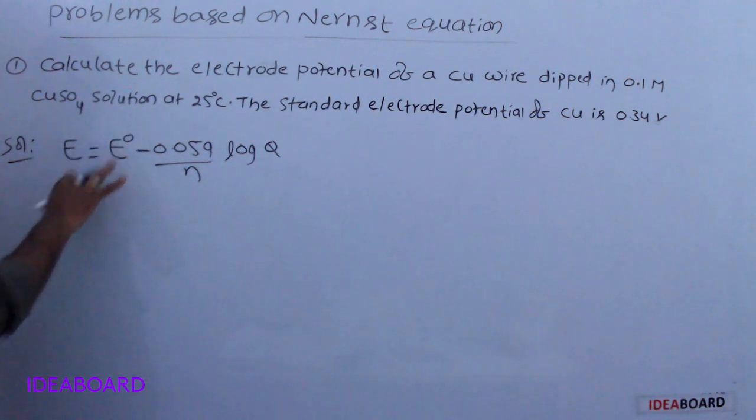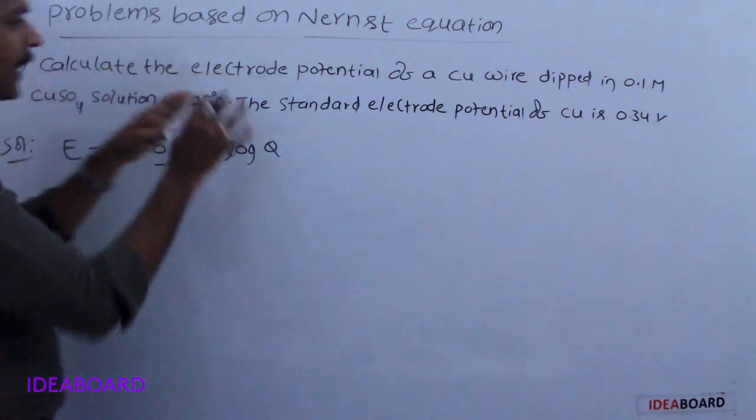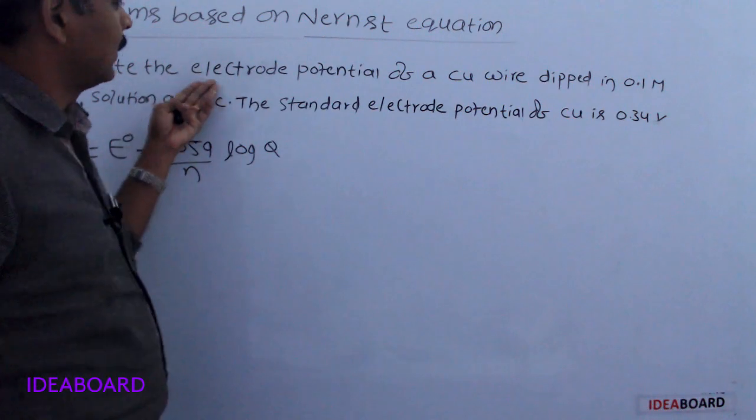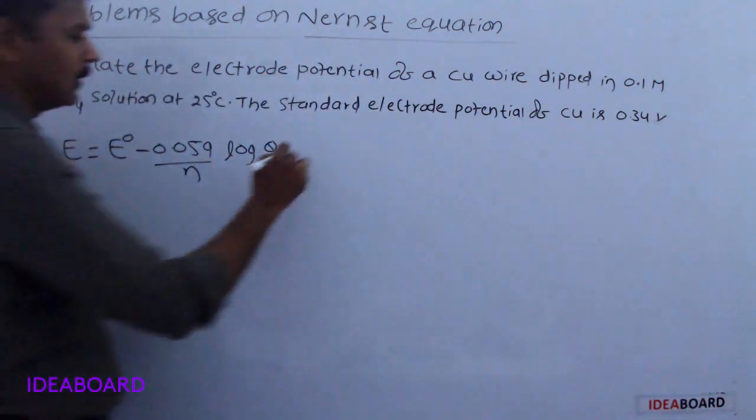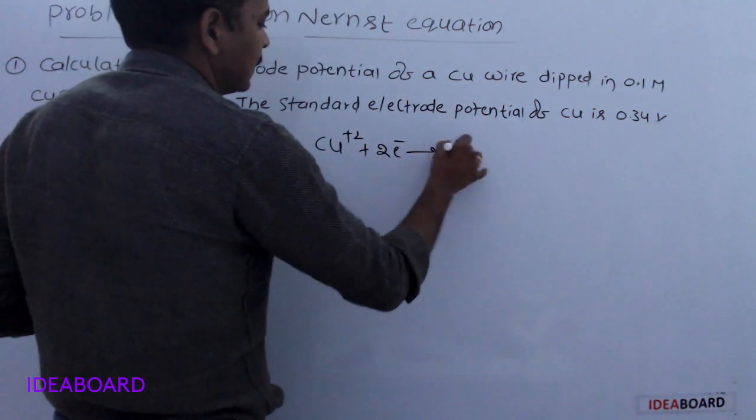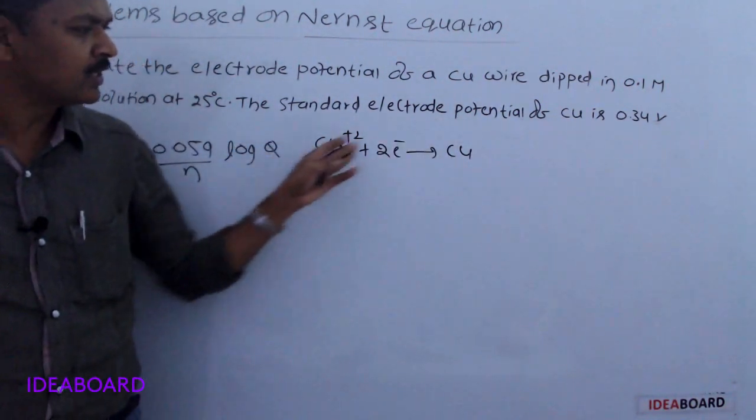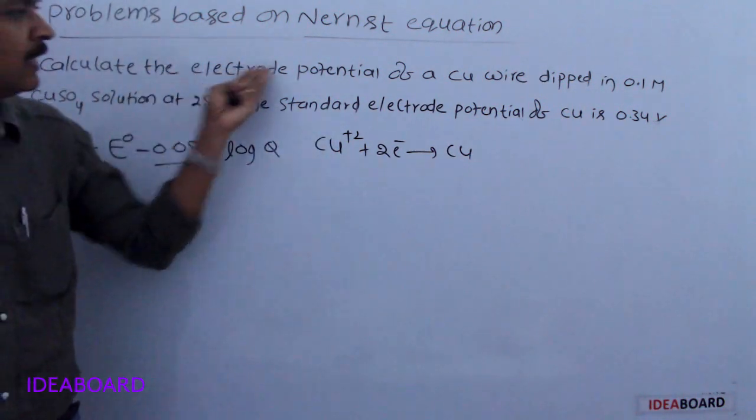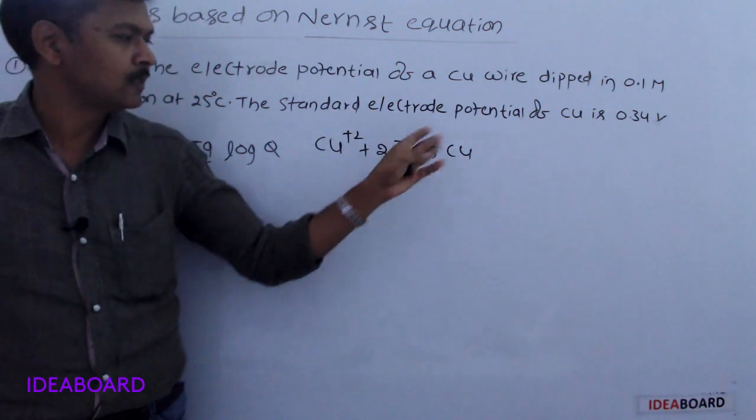See here, cell reaction. We should calculate electrode potential. Here nothing is mentioned, whether it is oxidation potential or reduction potential. Nothing is mentioned means we should calculate reduction potential only. That reaction is Cu plus 2 electrons gives rise to Cu. This is the reaction that takes place in that half cell. It should be a reduction reaction because nothing is mentioned, so we calculate the reduction potential value.